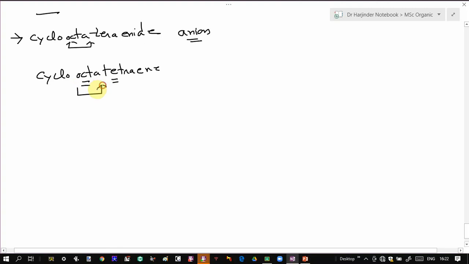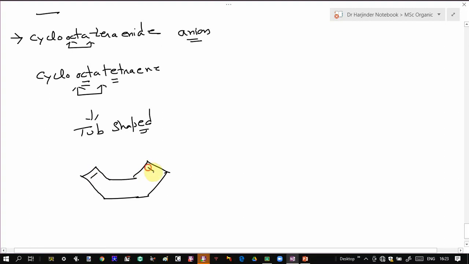Now since there are 8 carbons, there is a very large angle strain. So it has a tub-shaped structure. Cyclooctatetraene as such is a tub-shaped molecule due to the strain present in the molecule. So it has a structure like this. Double bond is here, double bond is here, here. So it is not a planar molecule, due to the lot of angle strain in this molecule. And due to this angle strain, it's not planar, but rather has a tub-shaped structure.